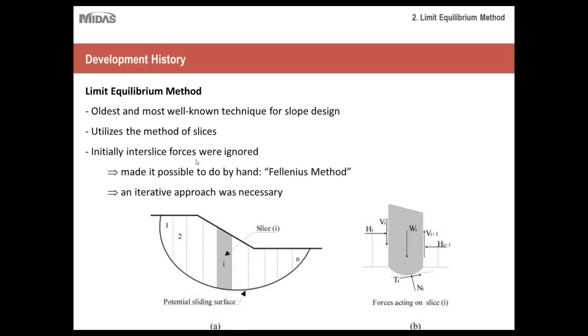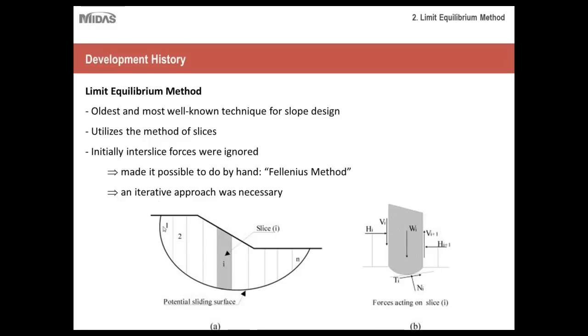Initially, interslice forces were ignored. Interslice forces are the forces acting between the slices themselves. This was done to simplify things, and also because the equations hadn't been quite developed to take those into account effectively. Certain assumptions were made, not necessarily to account for interslice forces, but to overcome having to calculate them. And thus an iterative approach became necessary.